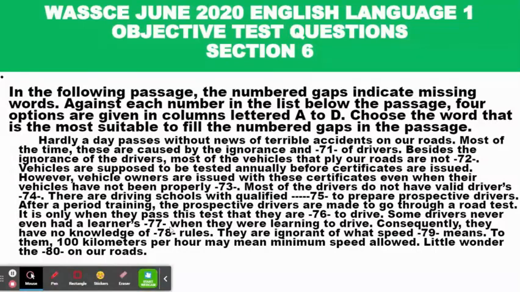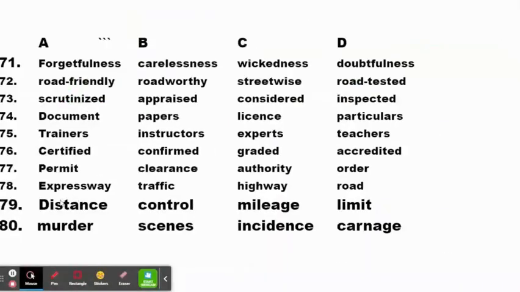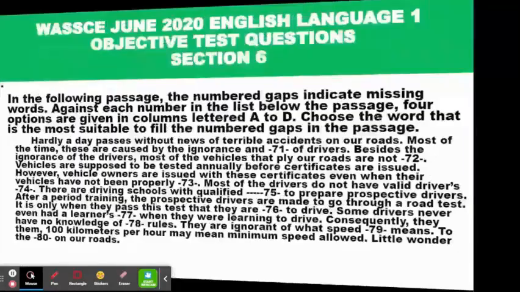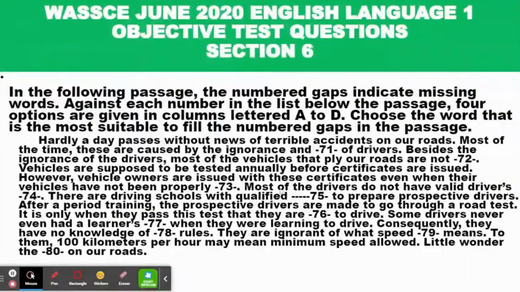Consequently, they have no knowledge of dash rules. And in this gap, we have 78. So let's go to 78. What rules are they talking about? A, expressway. B, traffic. C, highway. D, road. Now, the correct option is B, traffic. You talk of traffic rules. Then highway can go with code. You talk of highway code, but then traffic rules, okay? Back to the passage.